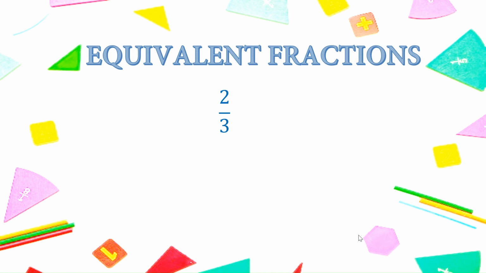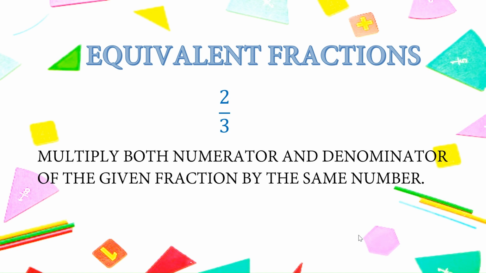Now consider 2 upon 3. This is a fraction. How to write equivalent fractions for this particular fraction? For that, we can multiply both numerator and denominator by the same number. Then whatever we get, those are equivalent.